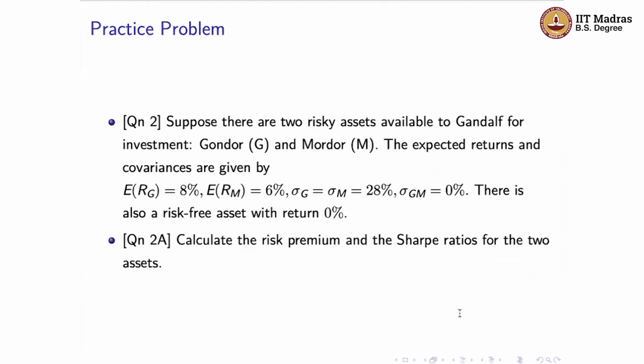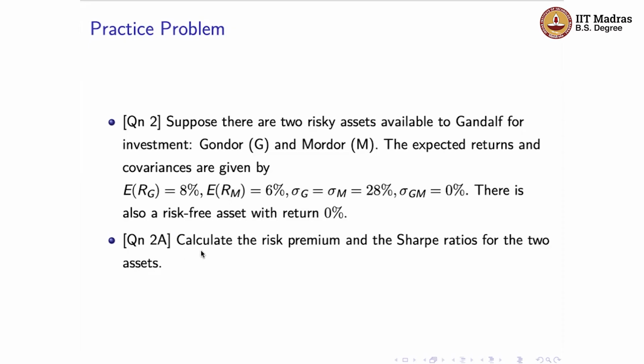Okay, let's look at one more question. Suppose that there are two risky assets available to Gandalf for investment, who can invest either in Gondor or Mordor. Think of these as two different risky assets. The expected return on Gondor is 8%, and the expected return on Mordor is 6%. The standard deviation of the returns for Gondor and Mordor is the same, equal to 28%. And these two assets are uncorrelated, so the covariance is 0. There is also a risk-free asset present in this economy with a return of 0%.